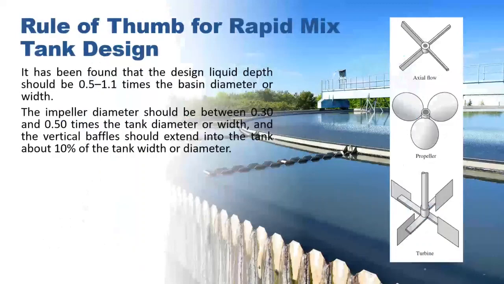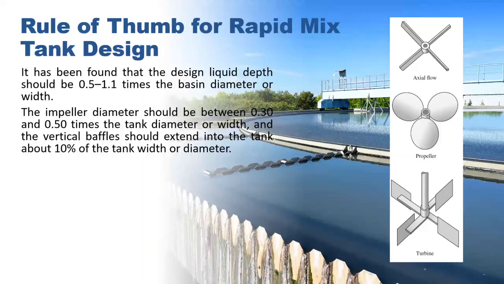So, rule of thumb for rapid mix tank design: it has been found that the design liquid depth should be 0.5 to 1.1 times the basin diameter or width. So it depends on the designer. The impeller diameter should be between 0.30 and 0.50 times the tank diameter or width. And the vertical baffles should extend into the tank about 10% of the tank width or diameter.